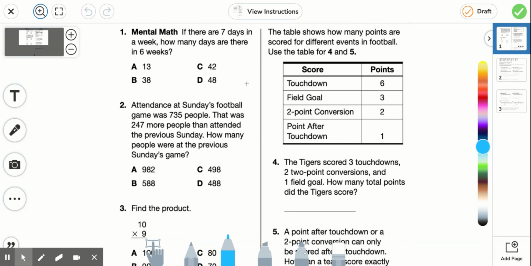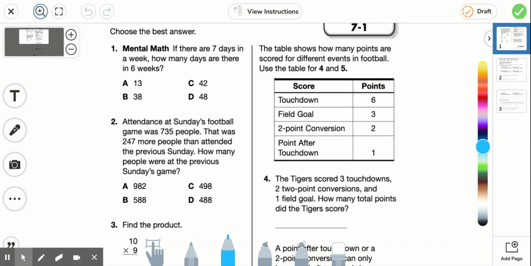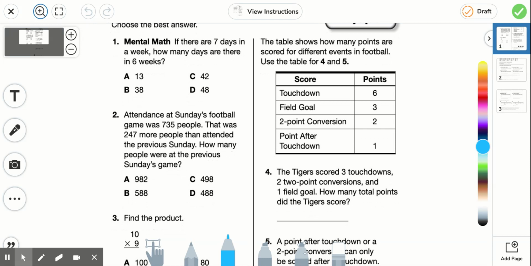So we're going to start with 7-1. This is our daily Common Core review. I'm going to read the questions to you, but remember, this is your chance to answer them on your own.